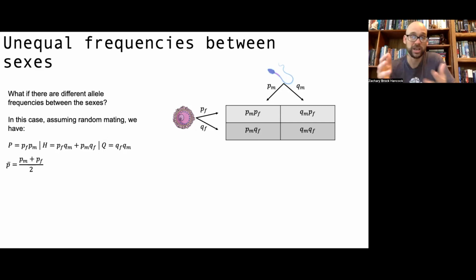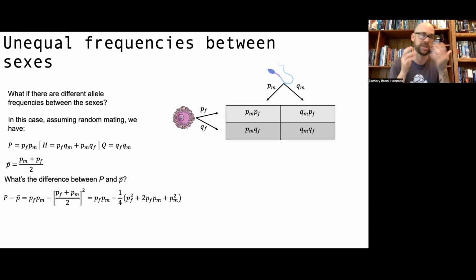And then capital Q is equal to Q sub F times Q sub M. So in expectation, we should be able to take the average of P sub M and P sub F to get the expectation of P bar, which is the average frequency between the two. So if we want to know how these unequal frequencies between the sexes are going to impact our expectation under Hardy-Weinberg, we can look at the difference between the observed, which is capital P, and what we expect to see, which is P bar.